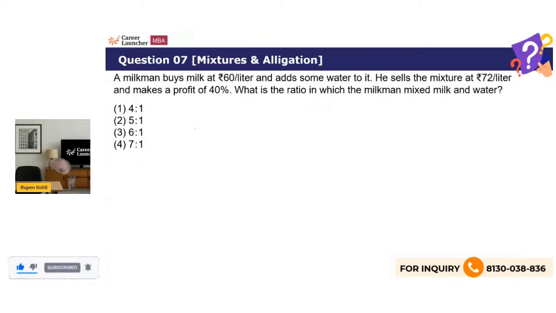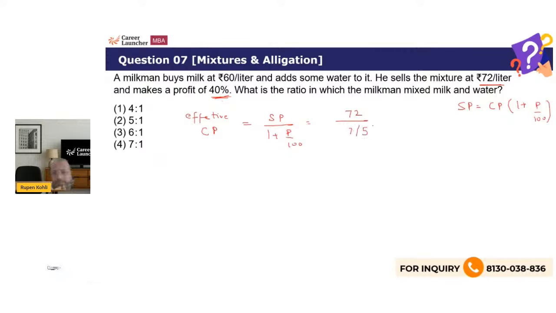These kinds of questions have come so many times that I'm sure you must have seen them. The best way to do it is, first of all, you're given the selling price and the profit percentage. So the first thing is to find the effective or net cost price of the mixture. Selling price is cost price into 1 plus P by 100, where P is the profit percentage. So CP is SP over 1 plus P by 100. Selling price is 72 and P is 40%. So 1 plus 40% is 1 plus 2 by 5, which is 7 by 5, 1.4.